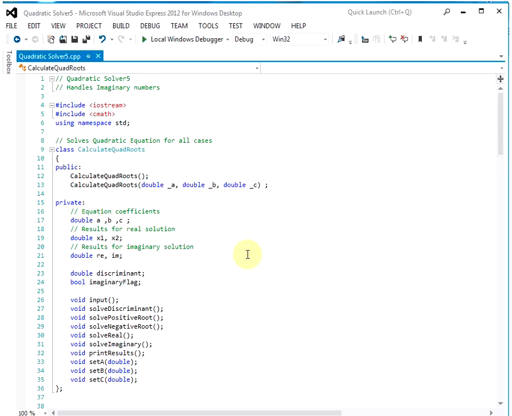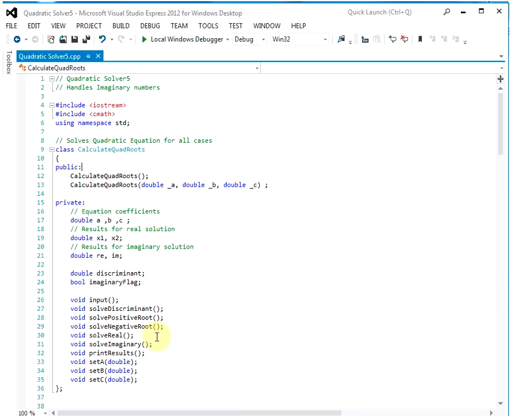There are a lot of ways to do this. This is the simplest. It may be a little less efficient than the cutest one you could make, but it's fairly straightforward. So I have an input. I have a solve the discriminant. If the discriminant is real, then I use solve positive root, solve negative root.